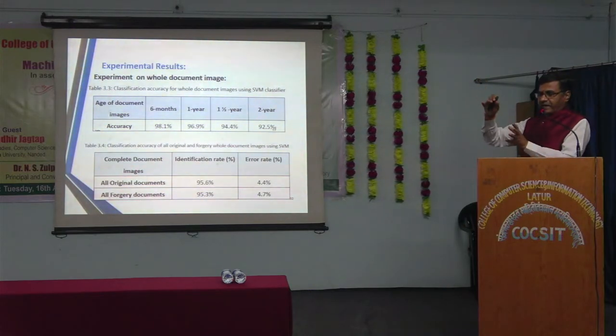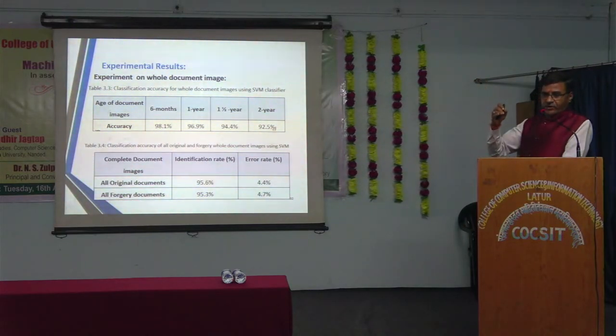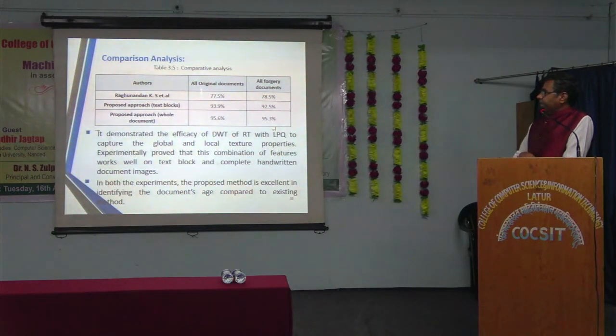We took the entire document because we wanted to see what result comes if we do the experiment on a text block, and what result comes if we do it on the whole document. But the result remains the same. Therefore, to reduce the computational power of the computer, it is better to take the small images. That is what we argued in the result.